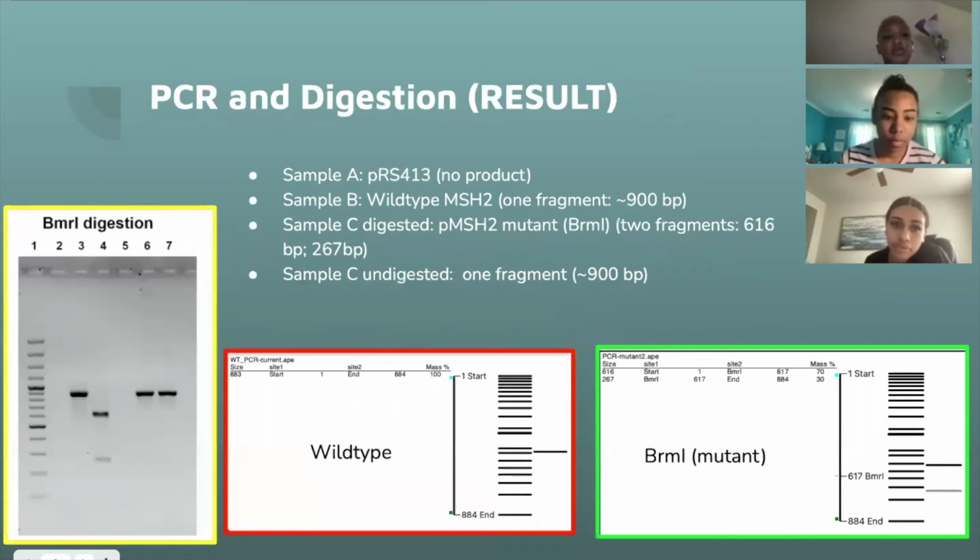Here we have the results of the PCR and digestion. As you can see, sample A produced, well, you can't see it, but it produced no product. Sample B was the wild type and it had one fragment of 900 BPs. Sample C digested was the pMSH2 mutant, with two fragments. One was 616 BPs and the other was 267 BPs. And sample C undigested had one fragment of 900 BPs.